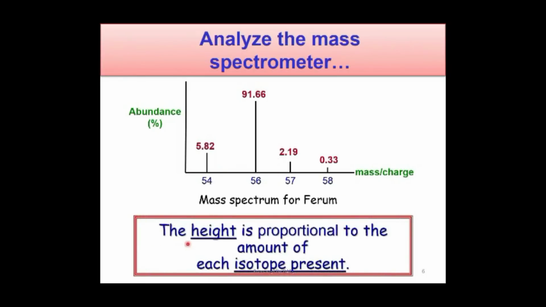So the height is proportional to the amount of each isotope present. That means, for example, for isotope ferrum 56, the relative abundance is 91%. That means this one is the most abundant compared with the other ferrum isotopes.